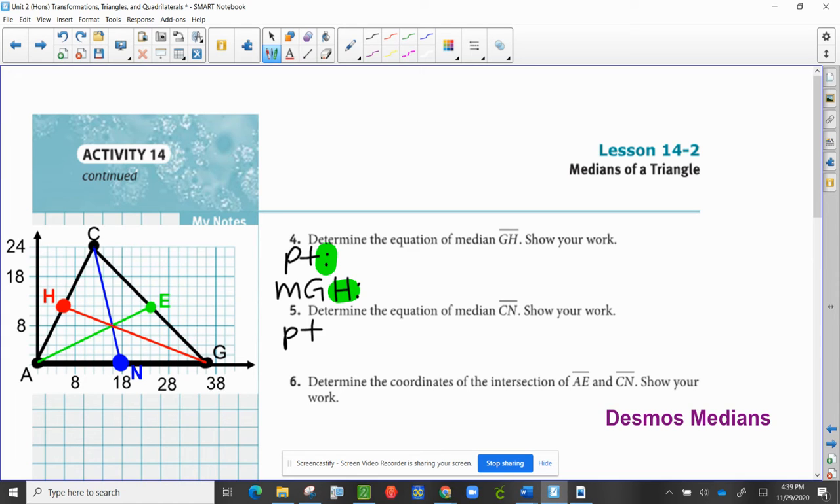We have to use one of those points, so either the point at C or the point at N, and we need to find the slope of CN. Okay. So let's see. I'm going to use point G because it has a 0 in it. So that's 36, 0.